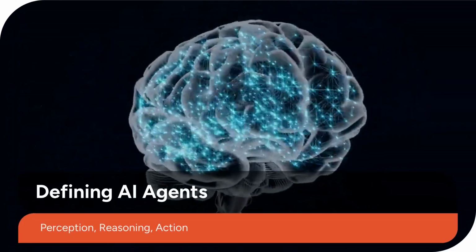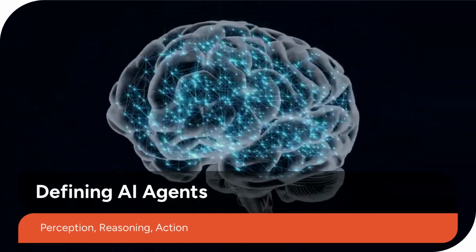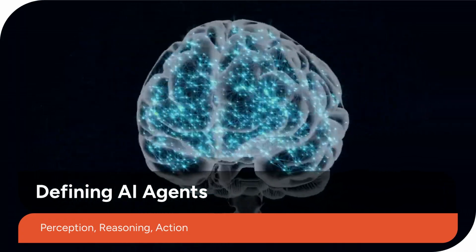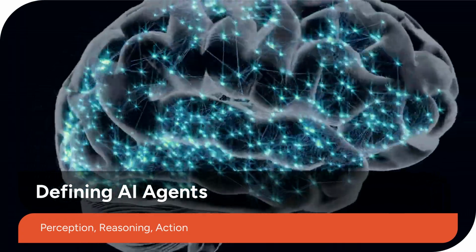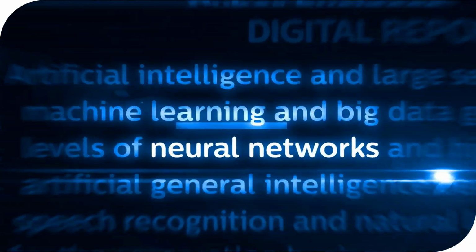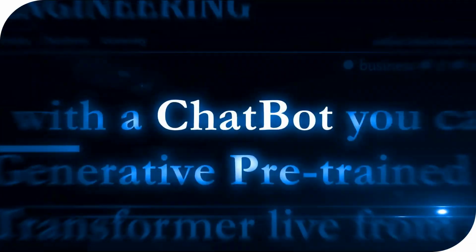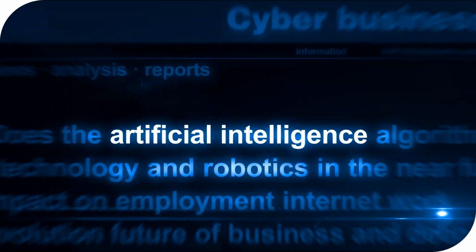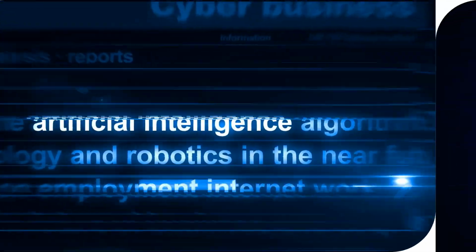An AI agent is anything that can perceive its environment through sensors, process that information through reasoning, and then act upon that environment using effectors. Think of it as a computational entity with a goal-driven purpose. The idea of intelligent agents has evolved significantly over the years, starting from early theoretical models to the sophisticated learning systems we have today. This evolution mirrors the progress of AI itself.